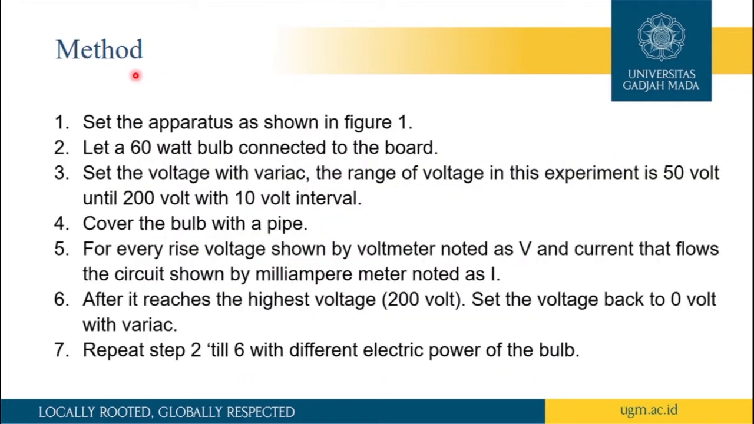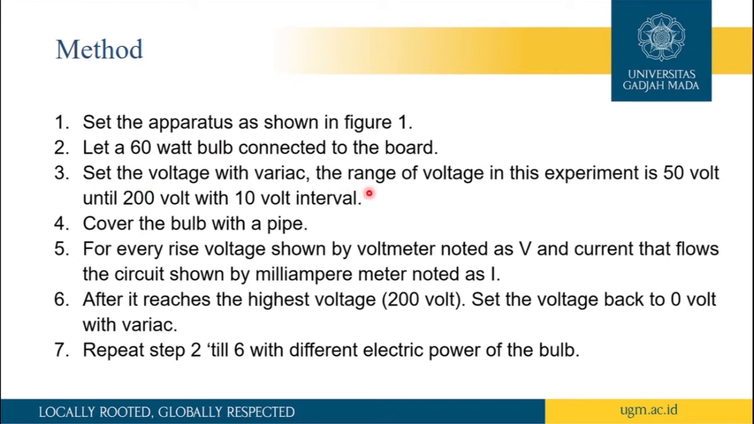The method that we use to get data for these experiments are like this. First, set the apparatus as shown in figure 1 before, and let a 60 watt bulb be connected to the board. First, we use the 60 watt bulb. Set the voltage with the variac.